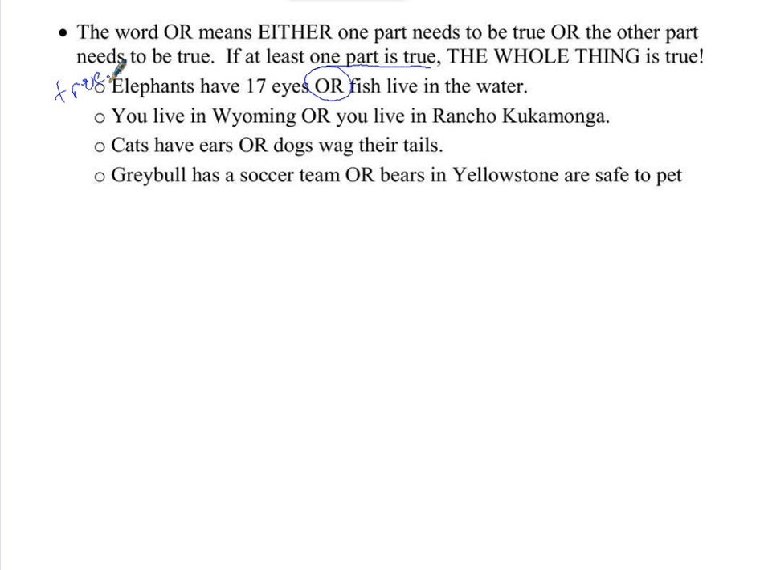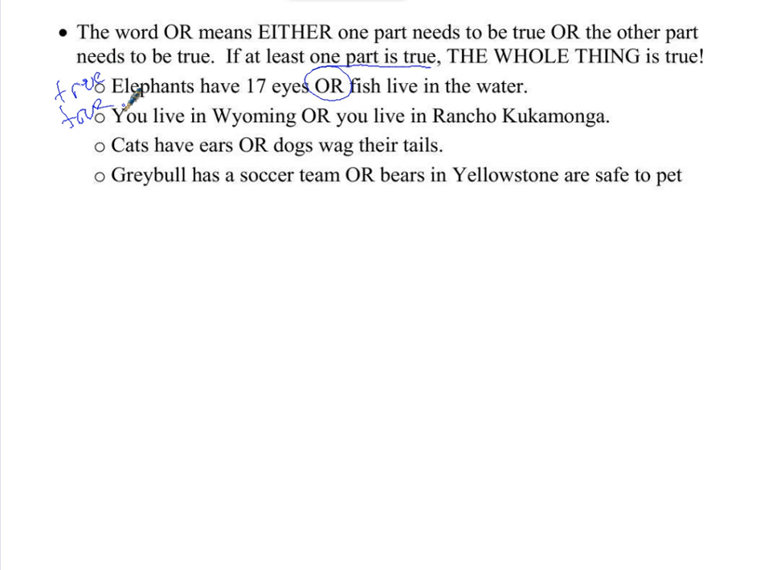Okay, the second one here. You live in Wyoming, or you live in Rancho Cucamonga. Do you live in Wyoming? Yes. Do you live in Rancho Cucamonga? You have no idea where that is. That's in California. I actually have a cousin who lives there. It's in California, which is close to Africa, pretty much. So is this statement true? Yes, this is true.